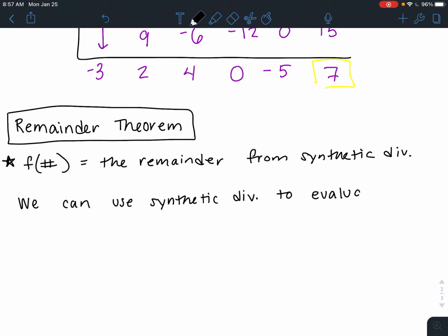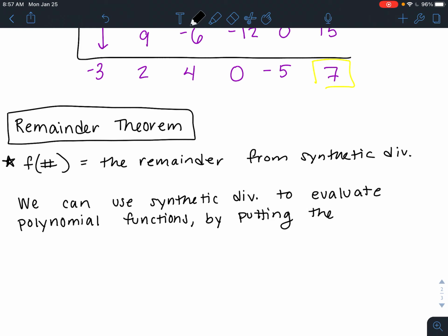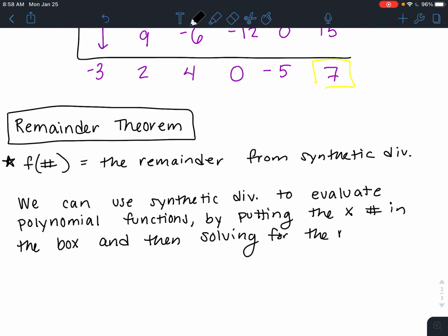So what the remainder theorem really tells us is that we can use synthetic division to evaluate functions, specifically polynomial functions, right? This is not going to work if it's not a polynomial. By putting the x number in the box and then solving for the remainder. So we're going to do one more of these in action.